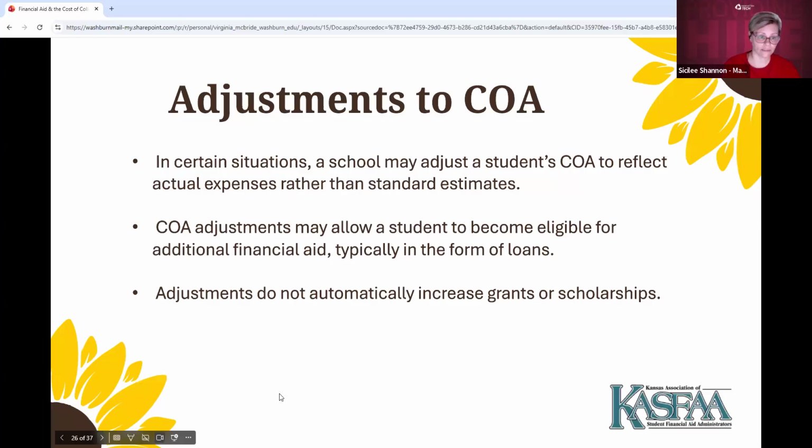Adjustments to cost of attendance. In certain situations, a school does have the ability to adjust a student's COA to reflect actual expenses rather than standard estimates. COA adjustments may allow a student to become eligible for additional financial aid, typically in the form of loans. Adjustments do not automatically increase grants or scholarships.